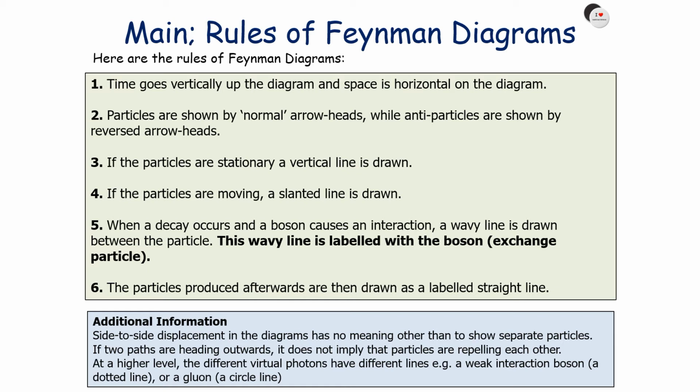Particles are shown by normal arrowheads while antiparticles are shown by reverse arrowheads. If the particles are stationary, a vertical line is drawn. If the particles are moving, a slanted line is drawn. When a decay occurs and a boson causes an interaction, a wavy line is drawn between the particles. A wavy line will be labelled with the boson name. Now, the particles produced afterwards are often drawn as a labelled straight line.